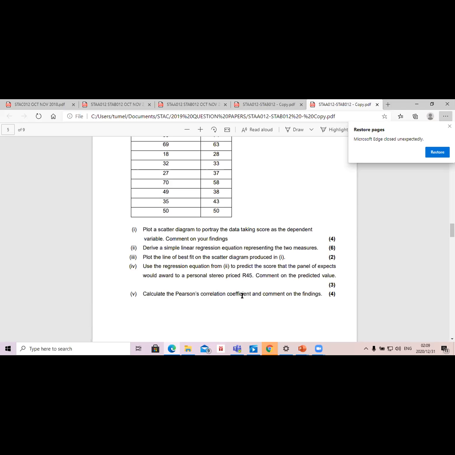Calculate the Pearson's correlation coefficient and comment on the findings. So these are some of the things we were doing. So we have covered everything about this chapter, meaning that yours is just to go and revise all the questions related to regression analysis. They are very simple. Are we together? Will you find a difficulty to solve such problems?